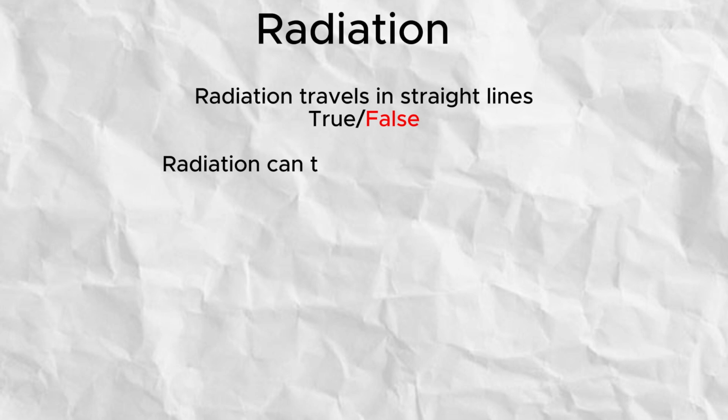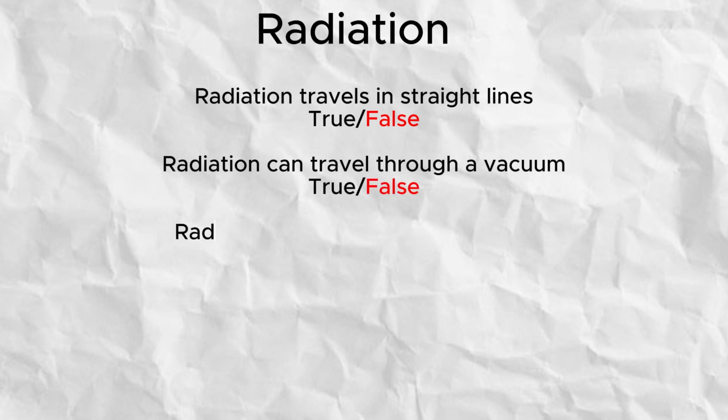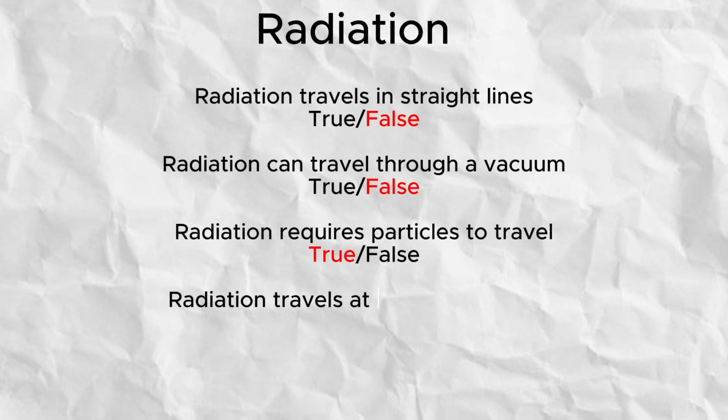False. Radiation can travel through a vacuum. False. Radiation requires particles to travel. True. Radiation travels at the speed of light. False.